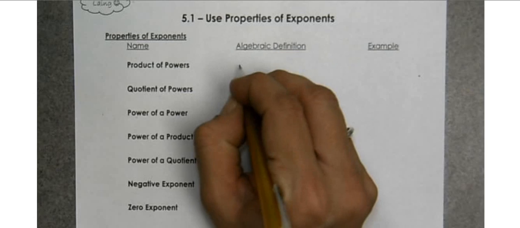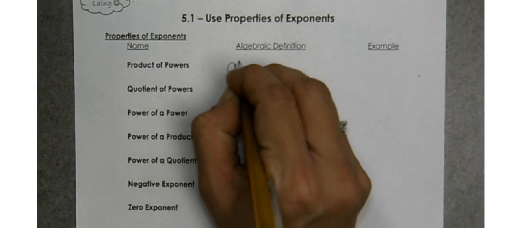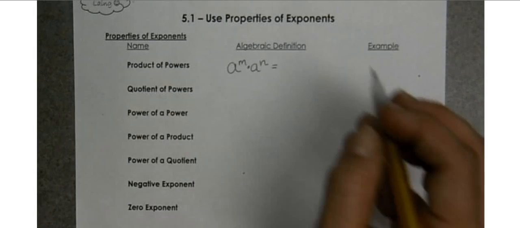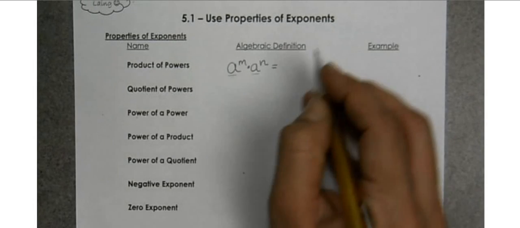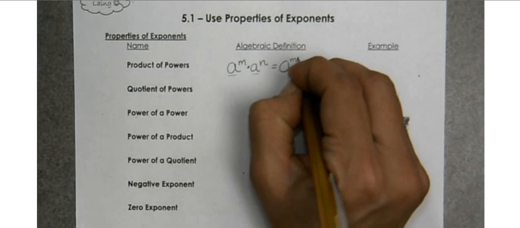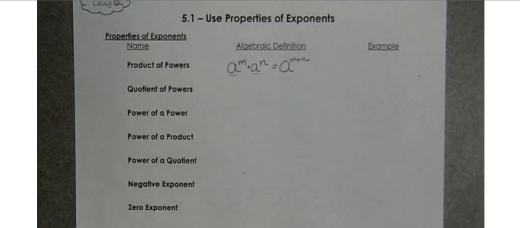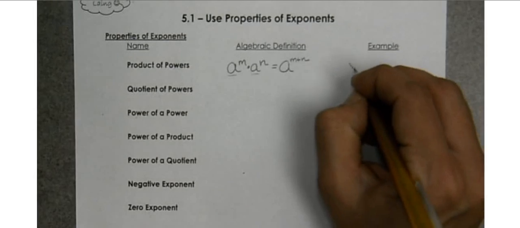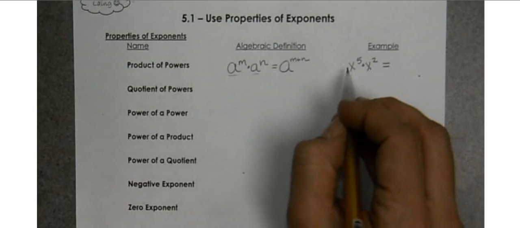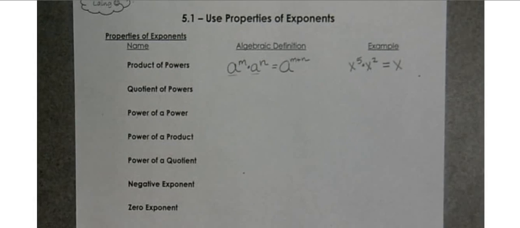The first one is called the product of powers. And the algebraic definition is that if you have a to the m times a to the n, as long as the bases are the same, you keep the base and all you do is add the exponents together. So a to the m times a to the n equals a to the m plus n. So for example, if you had x to the 5th times x squared, we keep those bases the same, the base is x, and our new exponent is 5 plus 2, or 7.